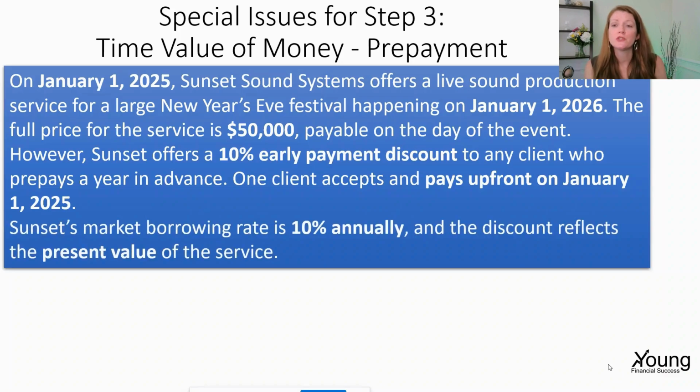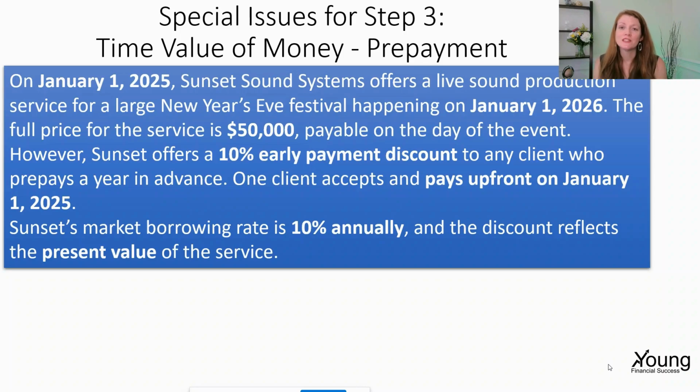We've got January 1st, 2025. Sunset Sound Systems offers a live sound production service for a large New Year's Eve festival happening on January 1st, 2026. I guess that's when you've got to get your contract set up. All right, so it's January 1st and New Year's is done. Well, let's go ahead and get it for next year. Let's get that gig. So that's what they did.